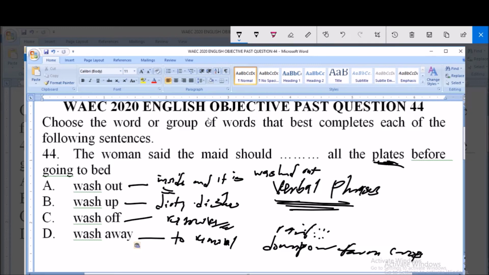But in this sentence we are talking of plates, so the best verbal phrase here is: the woman said the maid should wash up all the plates before going to bed. So option B is grammatically the best verbal phrase in this expression, and it is correct.